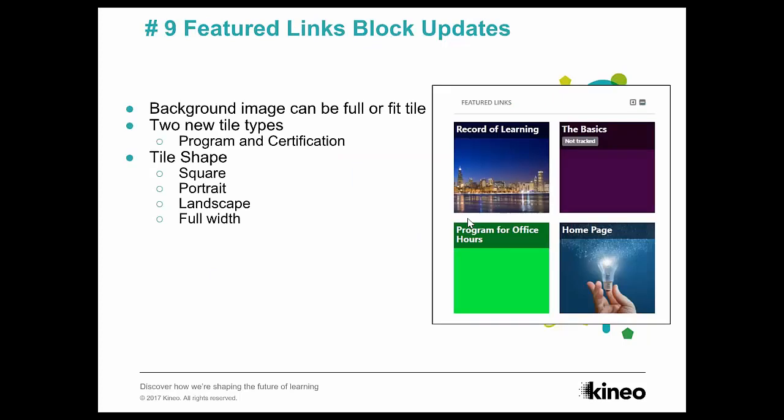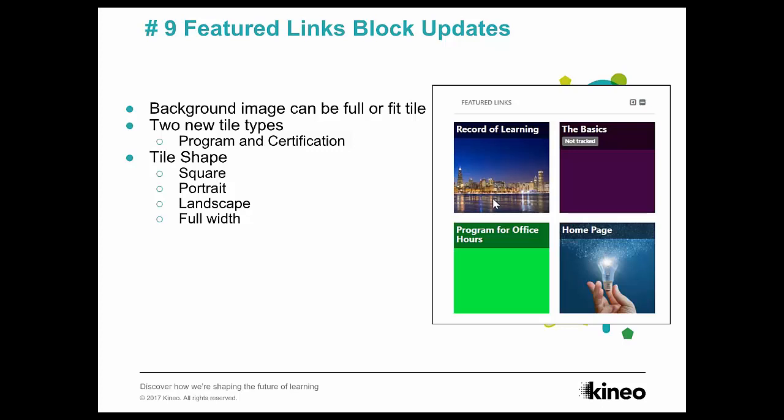Number 9 is the Featured Links block. This is a pretty cool block. It did come out in version 10, so you may not see this one, but it is a core block, kind of similar to a custom block I know some of you have implemented called the Isotope block. Not nearly as versatile as the Isotope block. The Isotope block lets you do a lot more, but this one does still allow you to have that tiled look and that tiled feel.